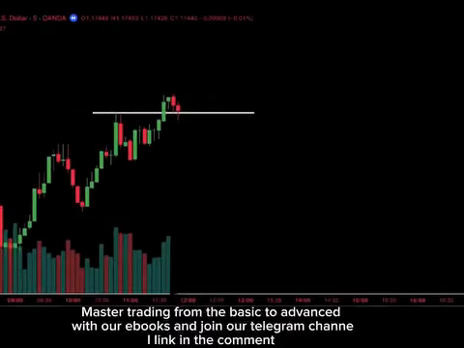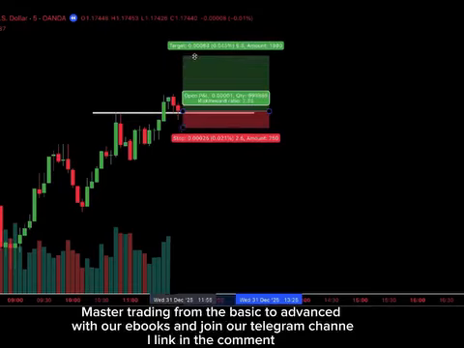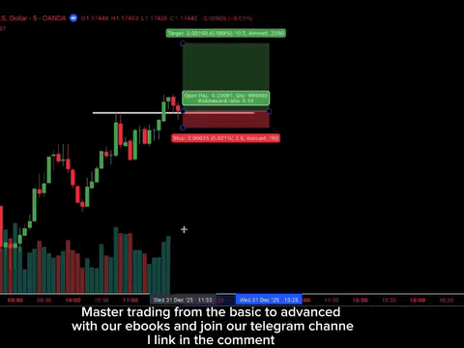Now, let's switch to the 5-minute time frame to execute the trade. Once everything is aligned, we execute the trade. Entry: at the close of the bait and switch candle. Stop loss: below the liquidity sweep. Target: the next key level. Always make sure your risk to reward ratio is at least 2 to 1.